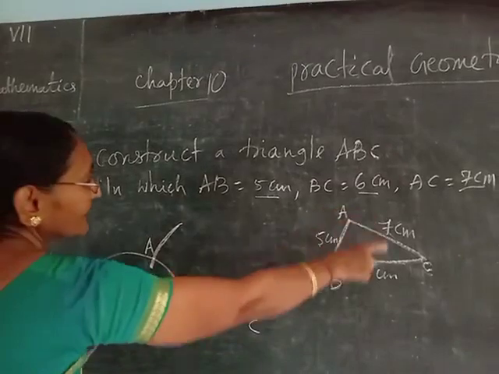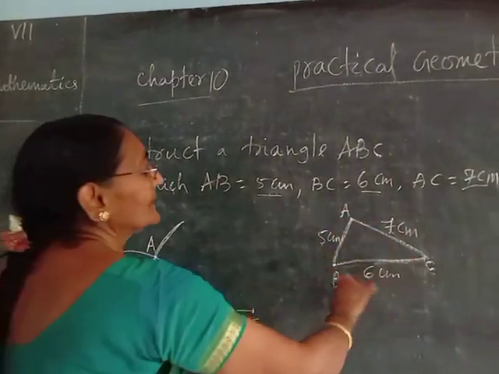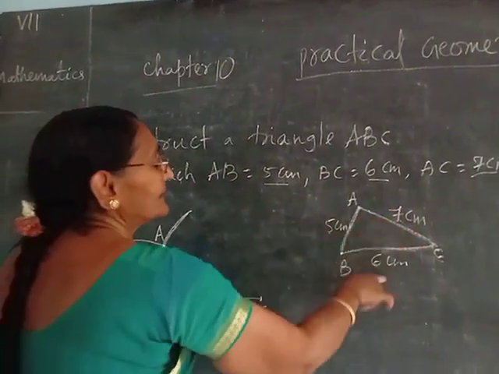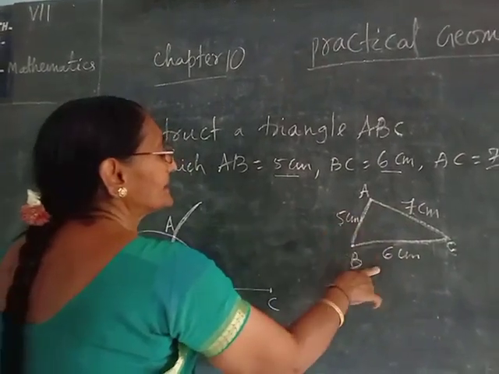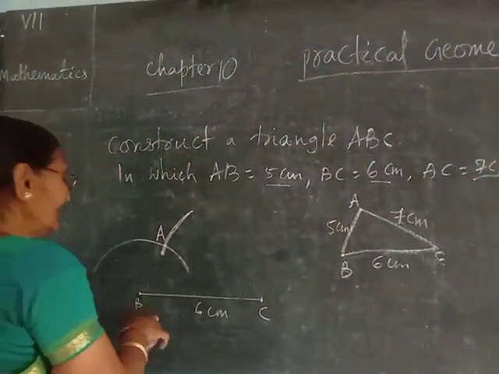If three sides are given, what will you do? First you draw one rough sketch and mention the sides there, and according to that you draw the construction of the triangle.